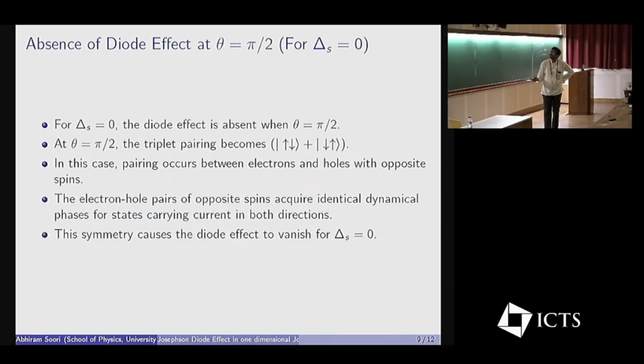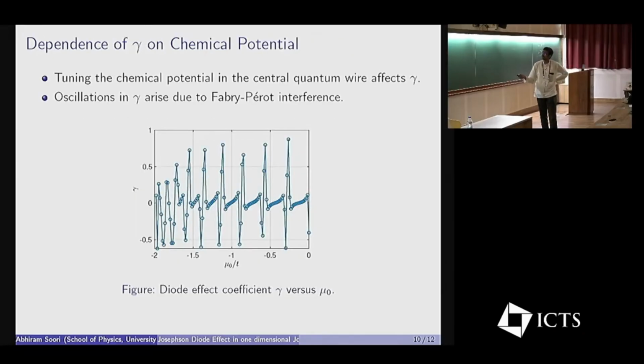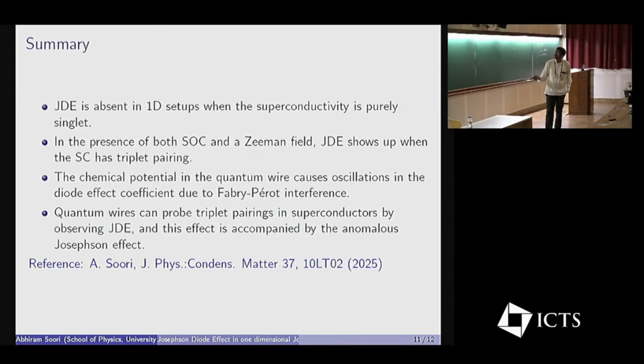Okay, so this is what I told you, and this is the dependence on the chemical potential in the central normal metal region. And with the chemical potential, it shows Fabry-Perot type oscillations. One can show that it is rooted in Fabry-Perot type oscillations by looking at the periodicity. Okay, so this is the summary, and this is the paper if you want to look at more details. Thank you very much.